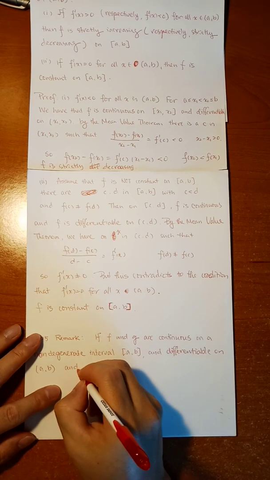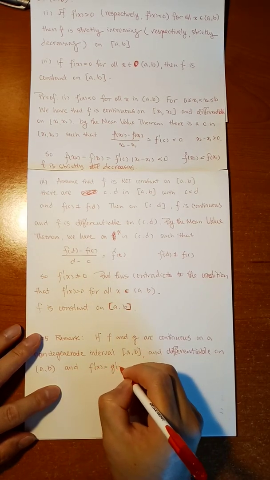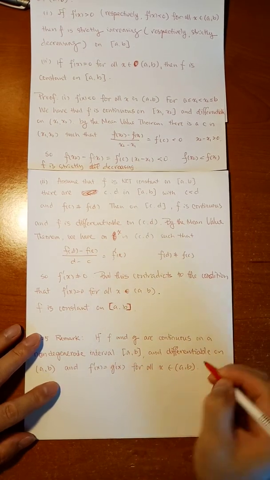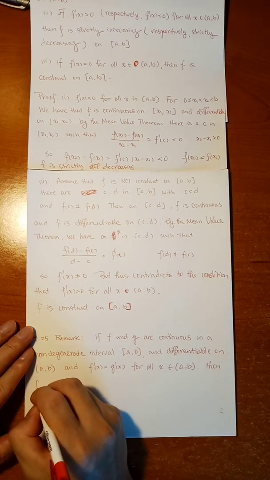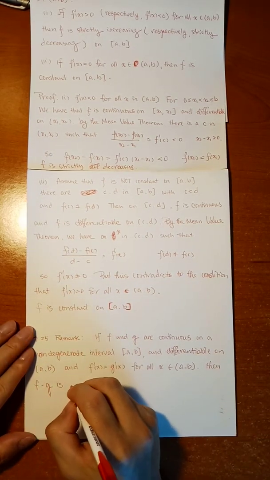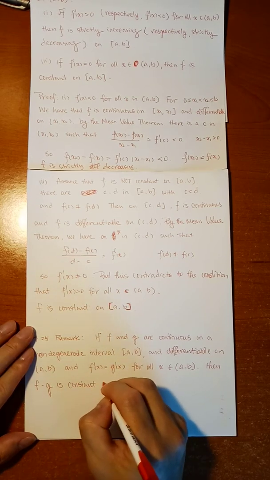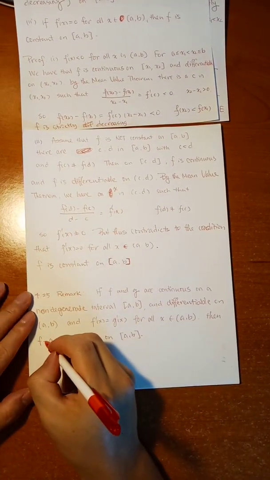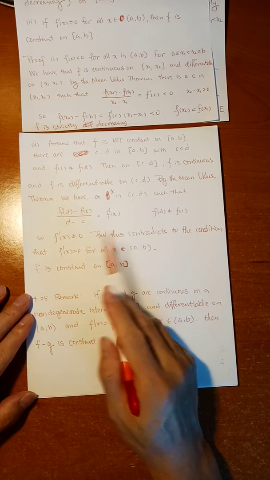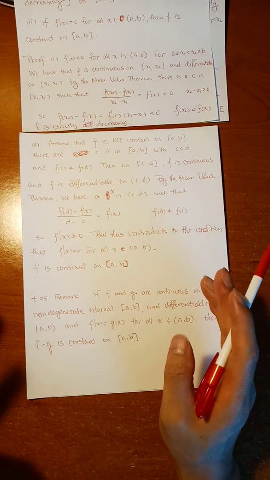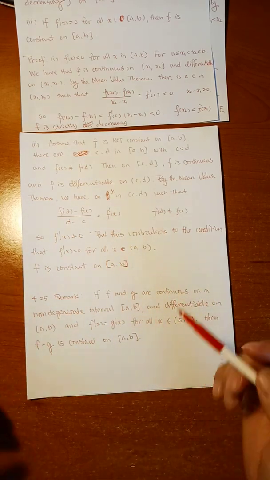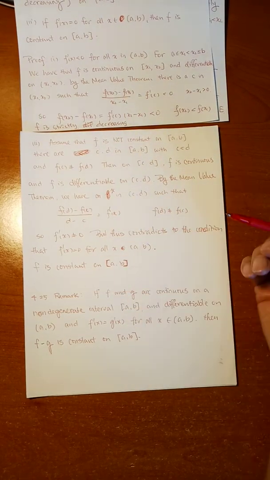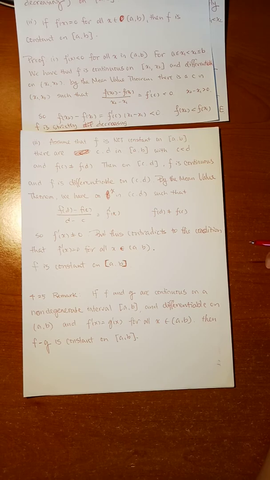and f prime of x is equal to g prime of x for all x in the open interval (a, b), then f minus g is constant on [a, b]. Why do we say this is a generalization? It's because you can consider 0 as the derivative of an arbitrary constant function. So if f prime of x is equal to the derivative of a constant function, then f minus a constant function is a constant.